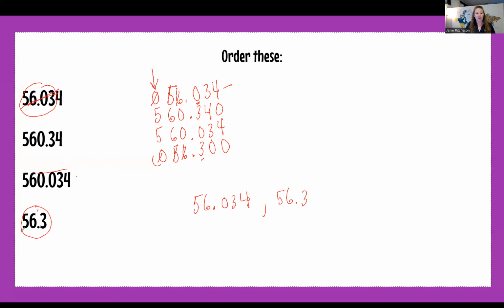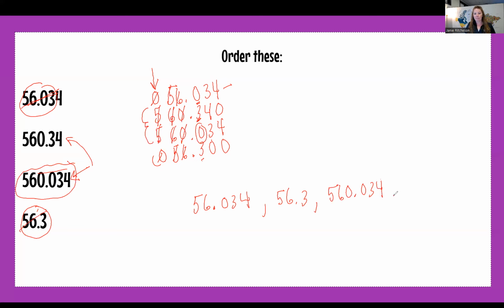All right, we're done with those. So now we're moving to the two middle numbers here. So we're going to compare the hundreds, the tens, the ones, and now we get to the tenths place. Once again, since 0 is less than 3, we know that this number comes next. Even though it has the most digits, it's actually smaller than the number above it. So in third place, we have 560 and 34 thousandths.